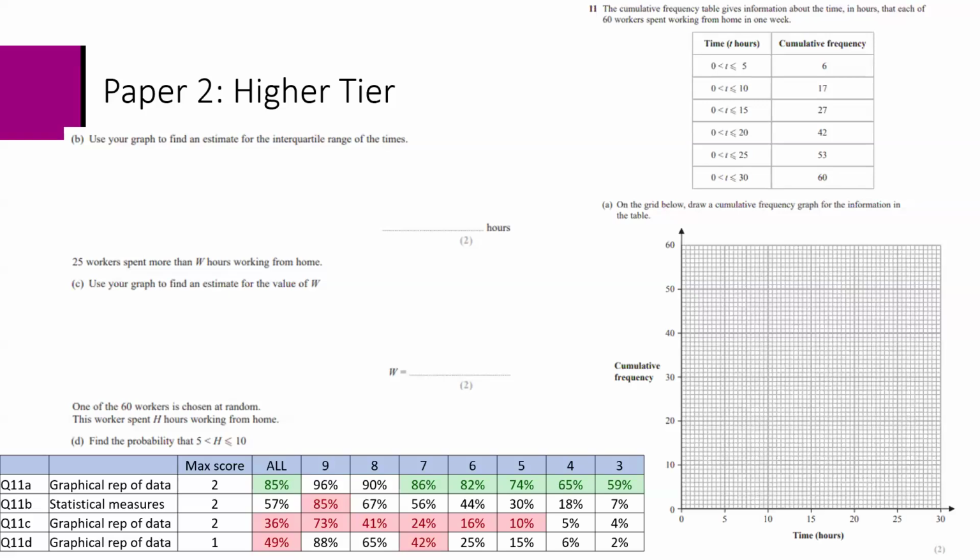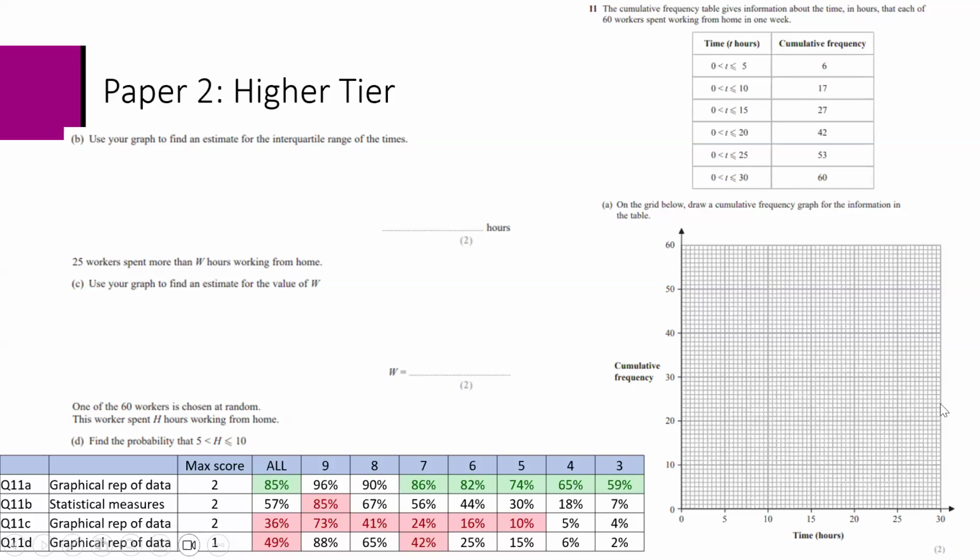The examiners did say for part A small number of students drew a line of best fit rather than joining the points. And a small minority of students drew an incorrect cumulative frequency graph, usually using interval midpoint or a bar chart using the cumulative frequencies. But I think it's part C in here that's actually key. So use your graph to find an estimate for the value of W. I think what slightly tripped up students in here, 25 workers spent more than W hours.